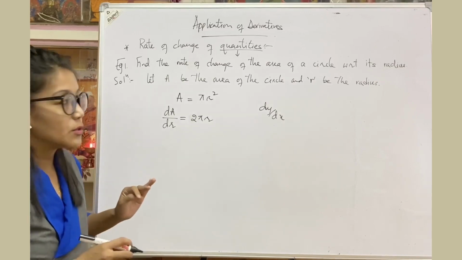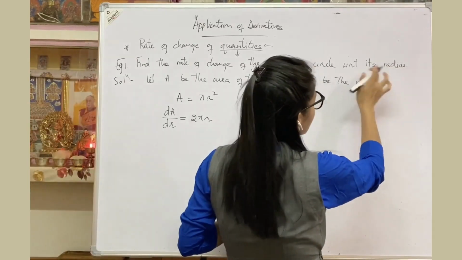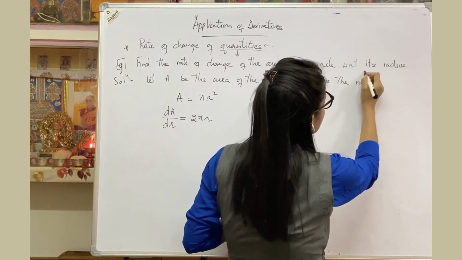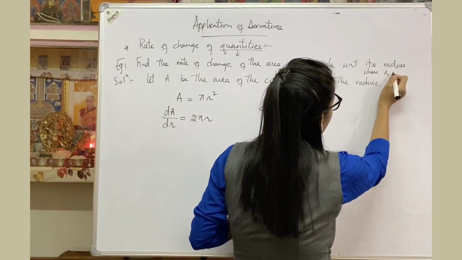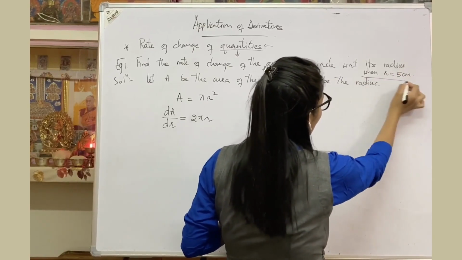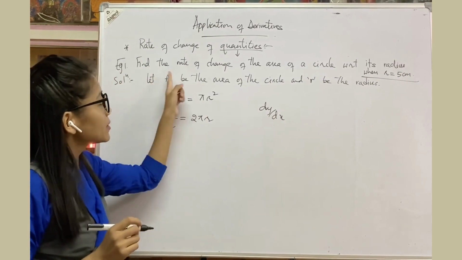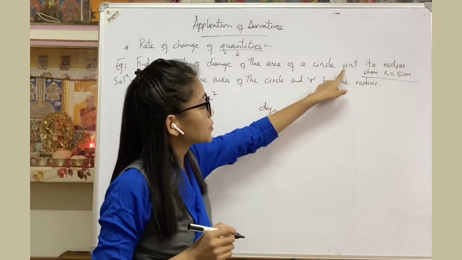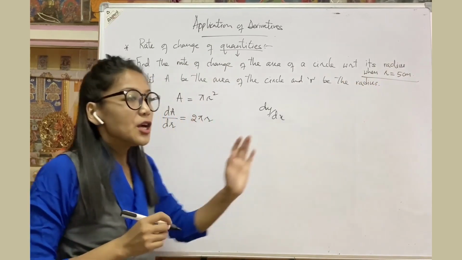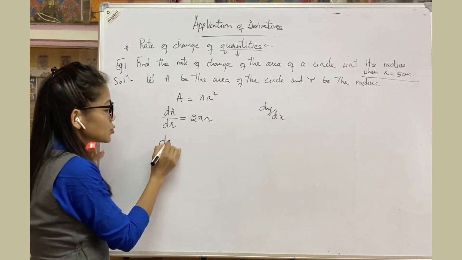It's quite simple. And if I say further, if I give you the radius as 5 centimeter, then you have to find the rate of change of the area of a circle with respect to its radius when the radius is 5 centimeter. So after finding this, you have to do it like this.